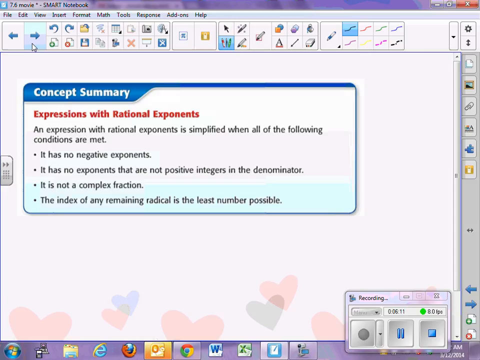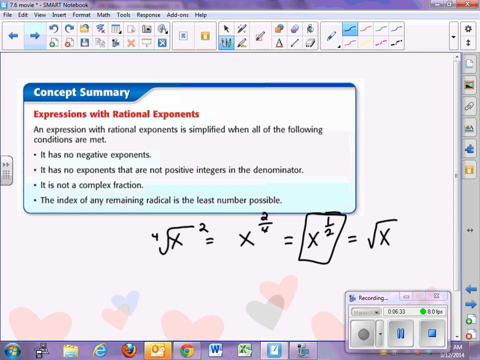You can't have something like the fourth root of x squared because that's really x to the 2/4 power. Well, you know better than to ever say something like 2/4 in a final answer. So that would be the same as x to the 1/2 power, which would be an acceptable answer, or the square root of x. You would not leave it in this form or this form.